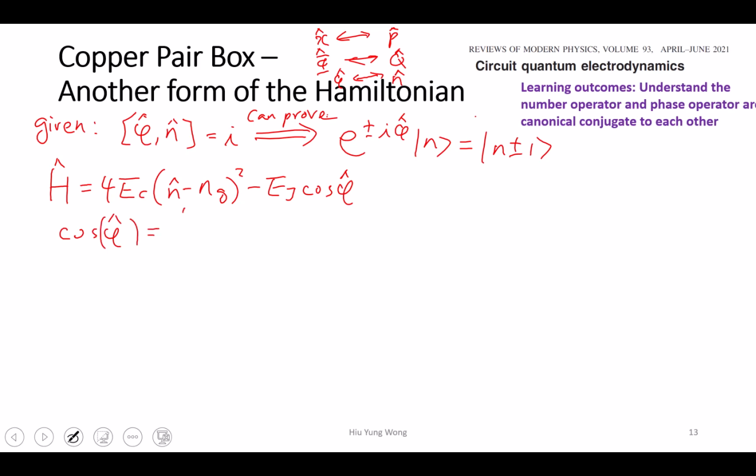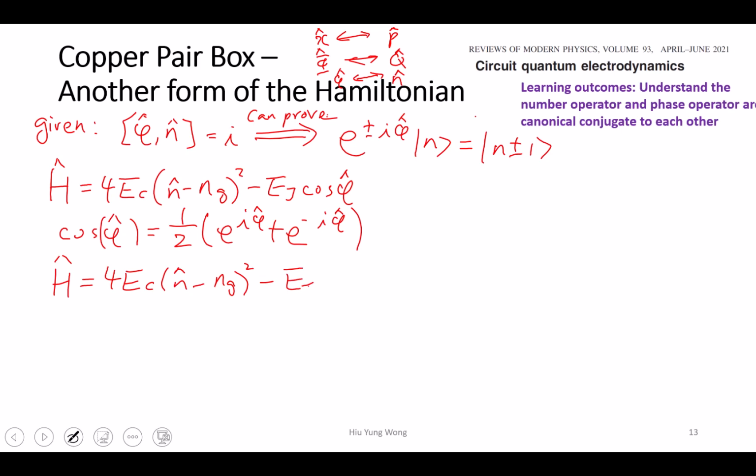Again, you follow the usual definition. Cosine phi is equal to e to the power i phi plus e to the power negative i phi, over two, but just as operators. Then it means H equals 4E_C (n hat minus n_g) squared minus E_J times half of e to the power i phi hat plus e to the power negative i phi hat. I just substituted cosine phi by this term.